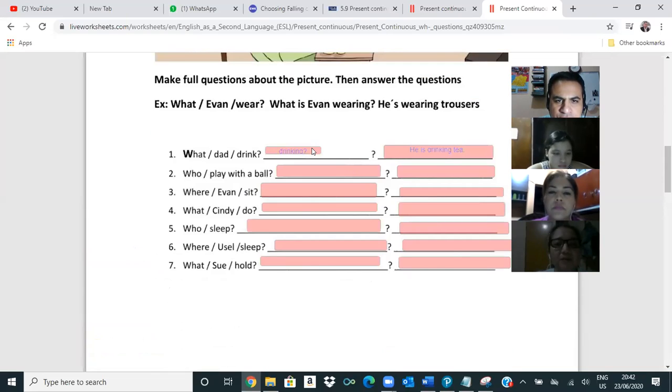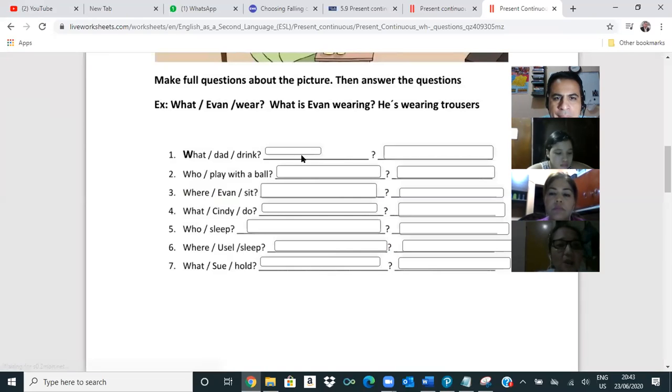No, yo creo que yo le corté aquí algo. Hold on. What is dad drinking? No. Question mark. What is my dad drinking? What is Evan wearing? What is dad? No sé por qué no me lo deja. Me lo corta. Let me see. No, no, creo que está bien. What is dad drinking?